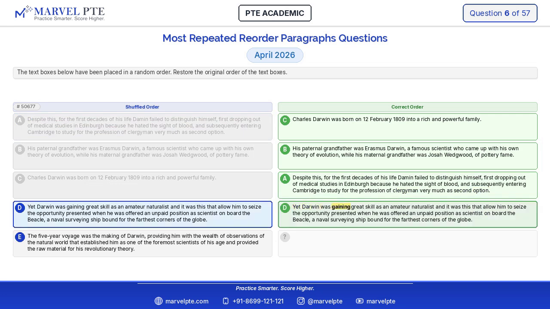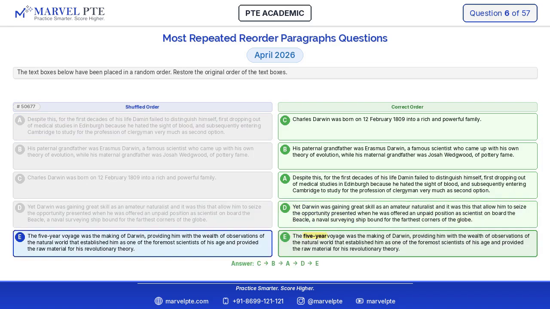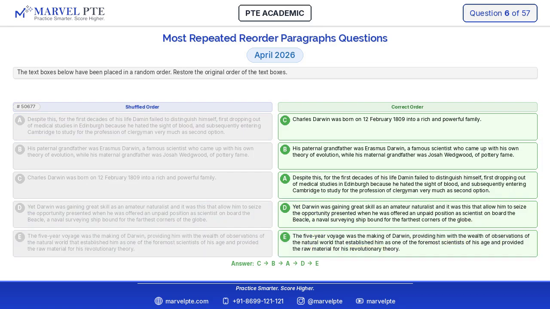Yet Darwin was gaining great skill as an amateur naturalist, and it was this that allowed him to seize the opportunity presented when he was offered an unpaid position as scientist on board the Beagle, a naval surveying ship bound for the farthest corners of the globe. The 5-year voyage was the making of Darwin, providing him with the wealth of observations of the natural world that established him as one of the foremost scientists of his age and provided the raw material for his revolutionary theory.